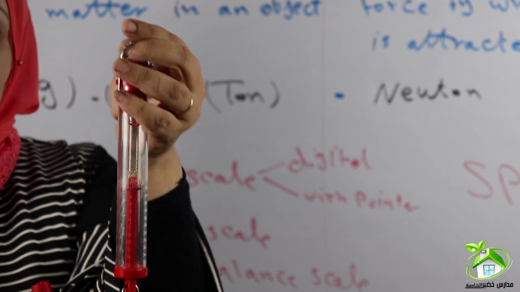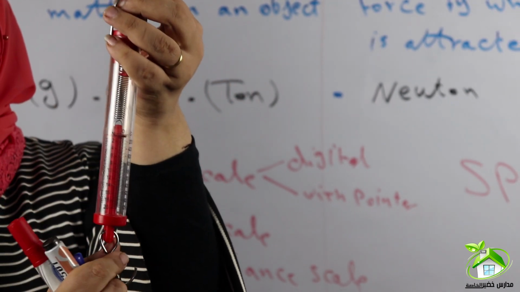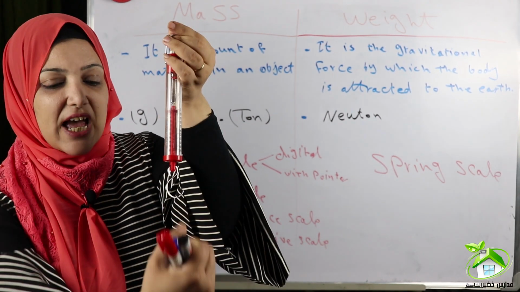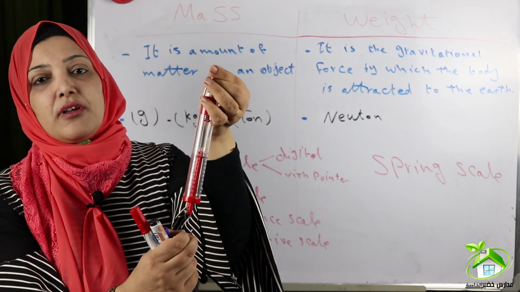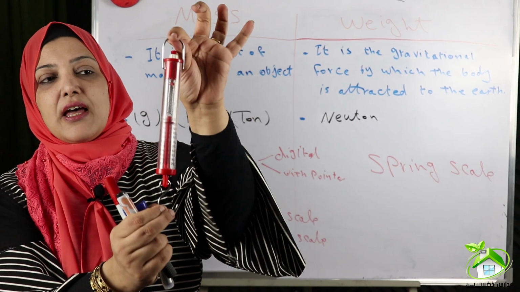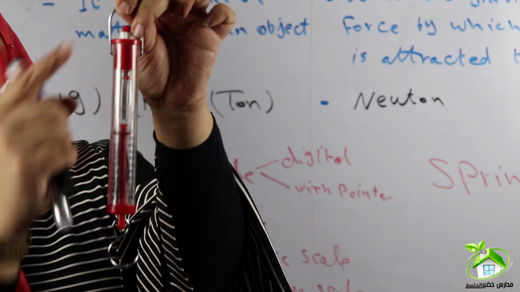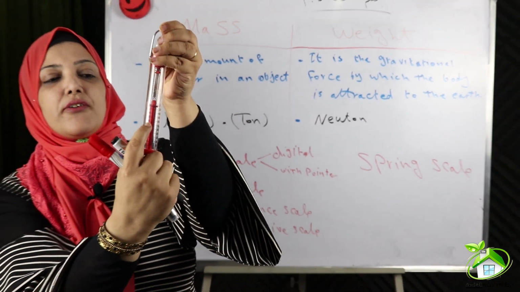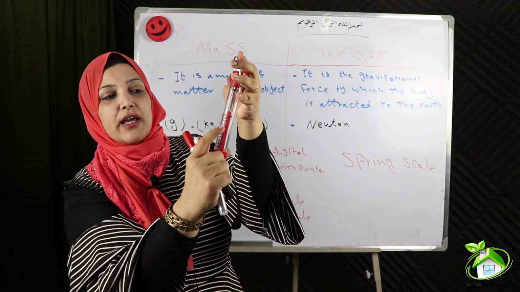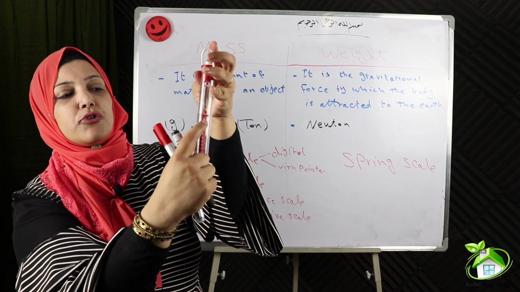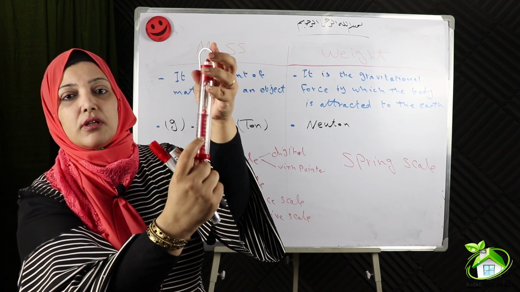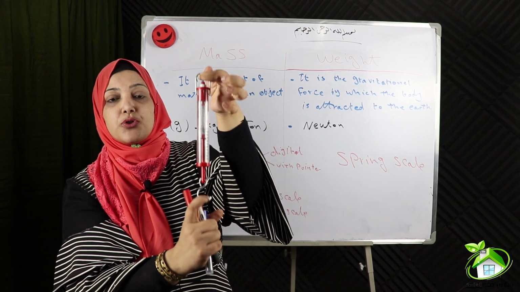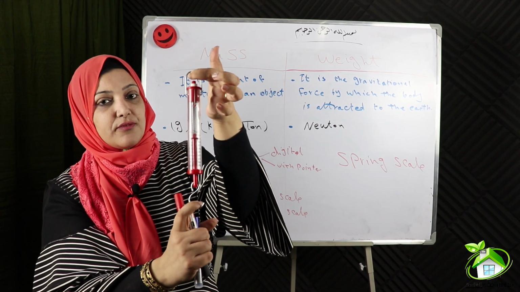If the object's weight increases, the stretch of this spring will increase. Why? Because the weight depends on the attraction force of the body. We can see the spring scale, upper hook, lower hook, and the spring. And here the graduation or the numbers like 2 Newtons, 4 Newtons, 5 Newtons, 8 Newtons. Okay, so this is the tool which we use to measure the weight.